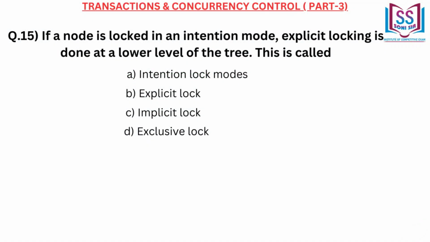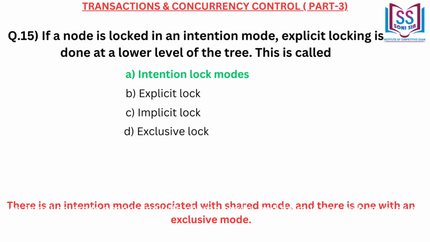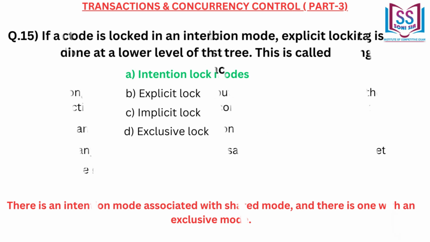If a node is locked in an intention mode, explicit locking is done at a lower level of the tree. This is called: A. Intention lock modes, B. Explicit lock, C. Implicit lock, D. Exclusive lock. Correct answer A. Intention lock modes. There is an intention mode associated with shared mode, and there is one with an exclusive mode.